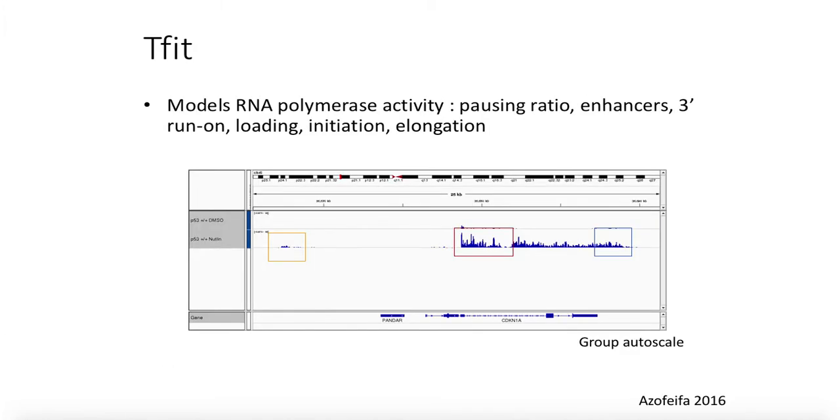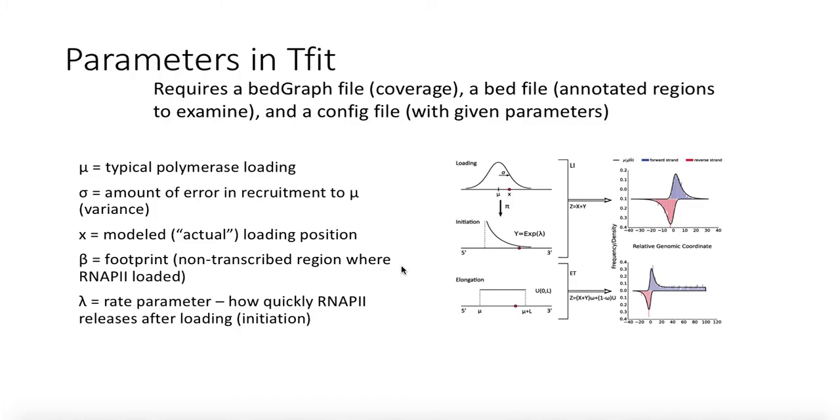So as I mentioned in the last slide, Fstitch is also often used as a pre-filter for Tfit. Tfit's primary purpose is to model RNA polymerase activity. So it models this initiation peak where polymerase loads. We can look at pausing ratio. We can look at this 3' run-on, which is something our lab is currently working on. We can look at things like these enhancers upstream. But Tfit has a ton of parameters.